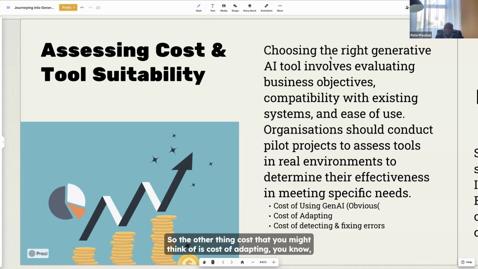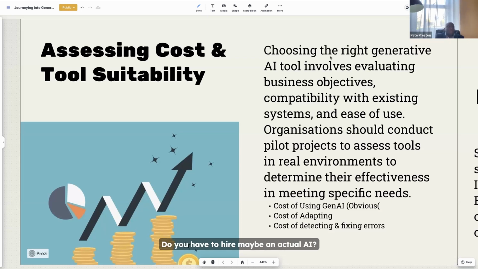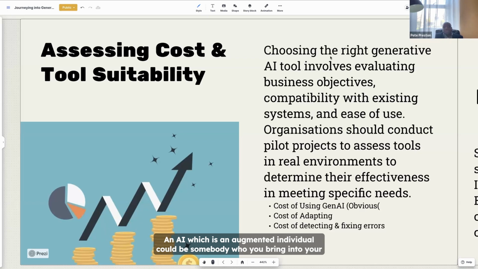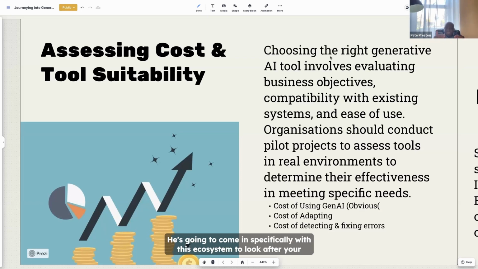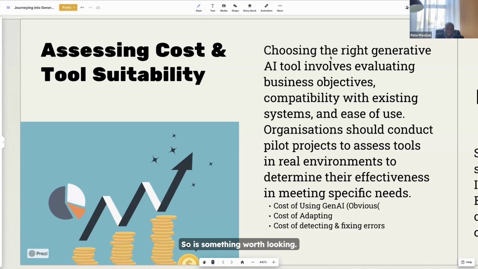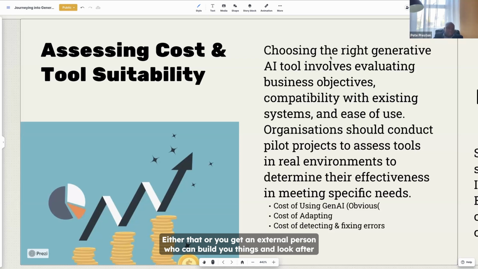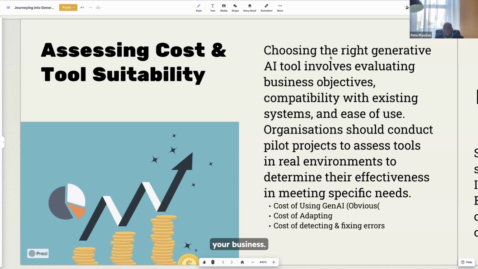The other cost that you might think of is the cost of adapting. Do you have to change your systems? Do you have to hire maybe an actual AI? An AI, which is an augmented individual, could be somebody you bring into your organization specifically to be the AI trainer or AI overseer of everything. It's not just having an IT person. That's not enough. You need this augmented individual. He's going to come in specifically with this ecosystem to look after your organization. So it's something worth looking at. Either that, or you get an external person who can build things for you and look after your business.